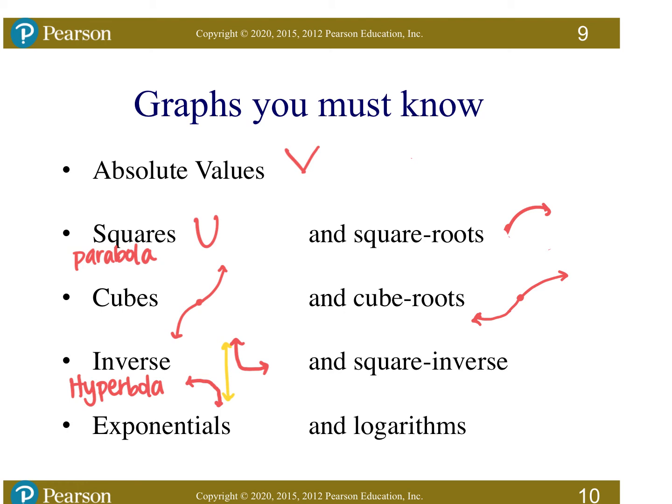A square inverse also has an asymptote, but both of its branches are positive because squared things are always positive. That was not a very good drawing. So it's above the x-axis.